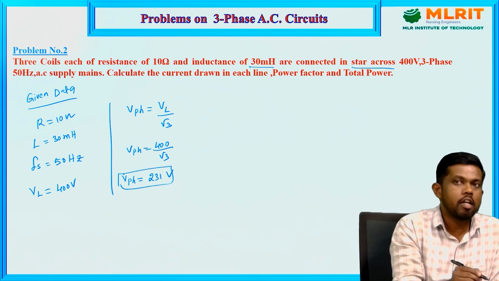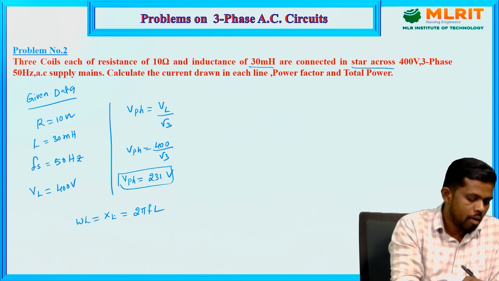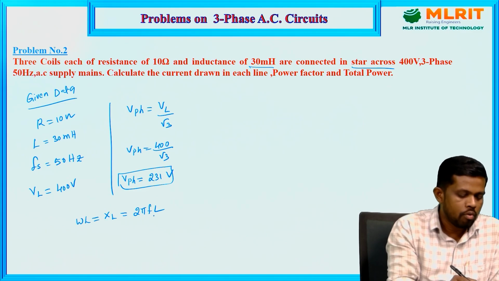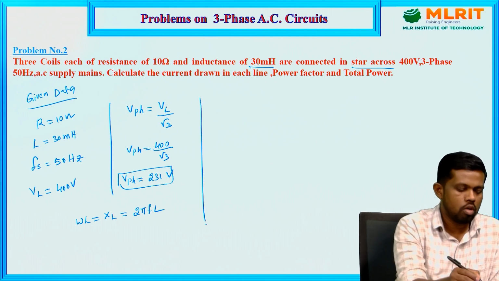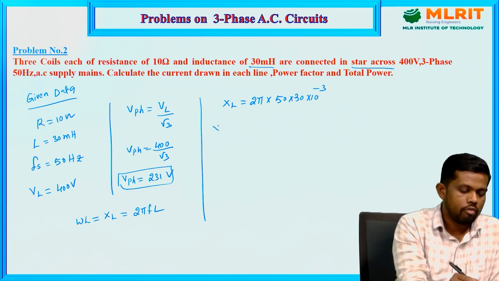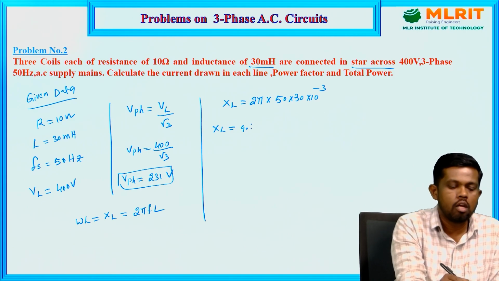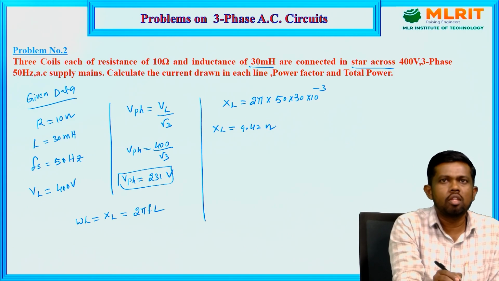With the help of the inductance of the coil, we would like to get the XL of the network. XL equals 2 pi f L. It is also written as omega L, or X suffix L; both are the same. Based on this, we need to get the XL value. XL equals 2 pi times 50 times 30 into 10 power minus 3. After simplification of all this, we get 9.42 ohms. So this is the XL value.